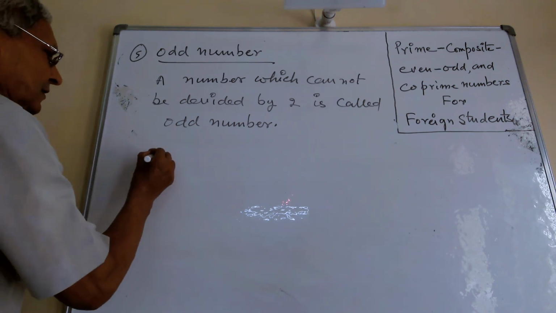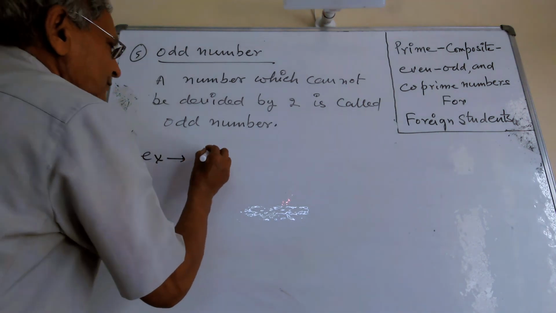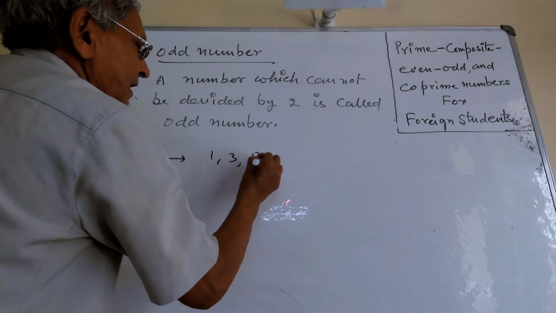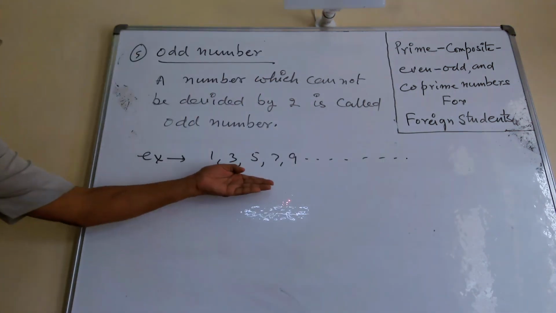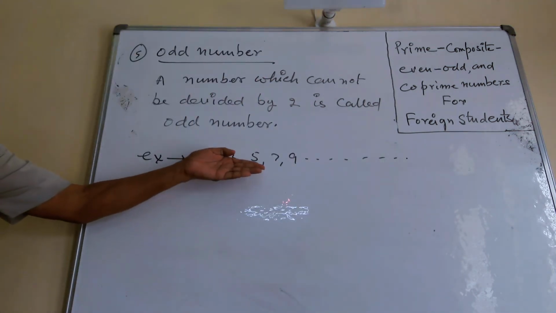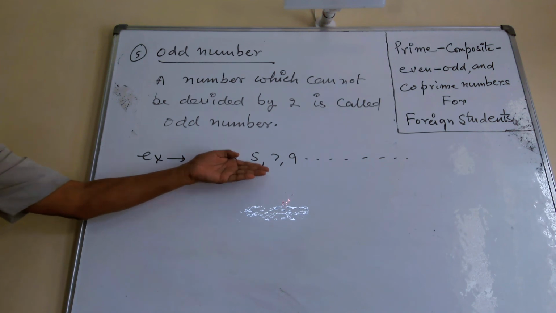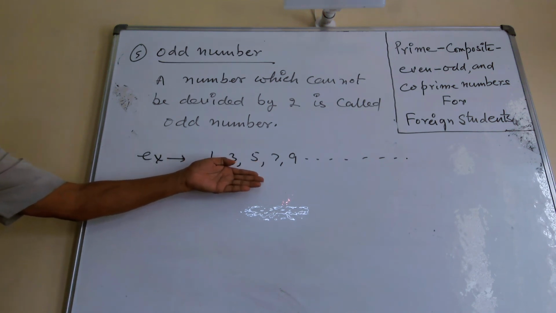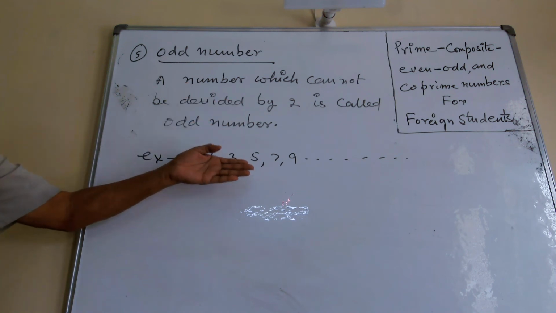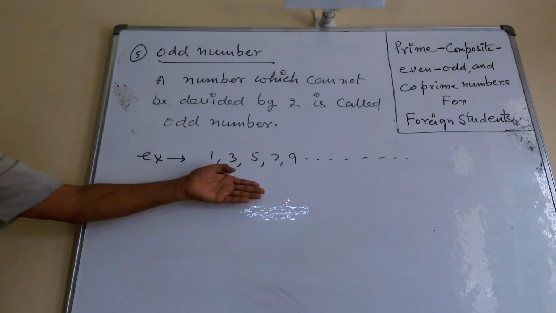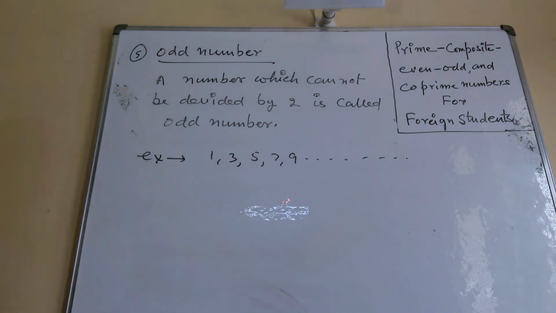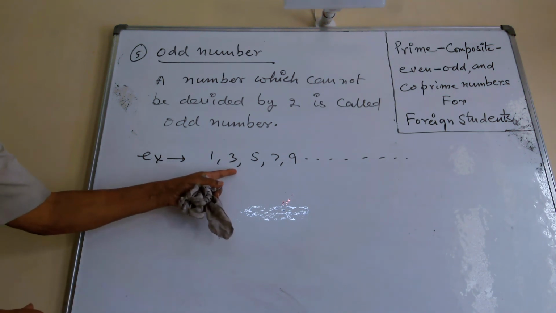Here the examples: 1, 3, 5, 7, 9. These numbers are odd numbers. These numbers cannot be divided by 2. So therefore these numbers are odd numbers. A number which can be divided by 2 is an even number; a number which cannot be divided by 2 is an odd number. So, my dear students, this is the definition of odd numbers.